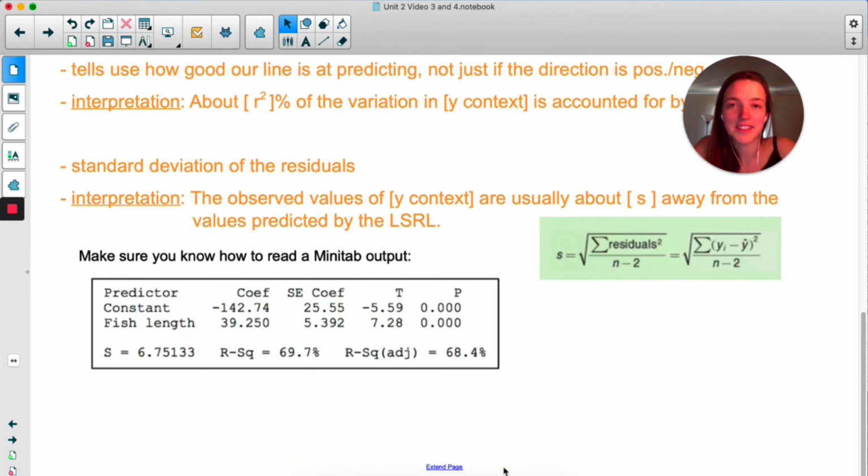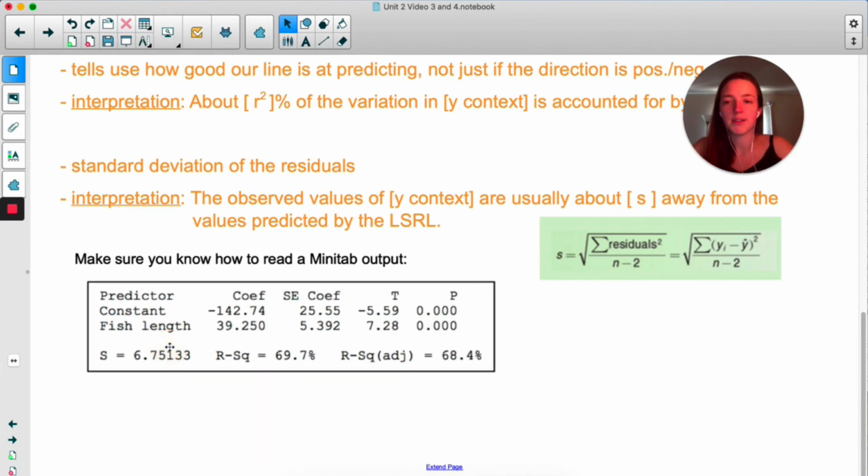I do not have access to Minitab. I have been told it's expensive, but the College Board likes to use Minitab outputs. They are very easy to read. You'll probably see a lot of them in your textbook if you're using a textbook. But just a heads up, when you see a Minitab output like this, let me just show you around a little bit.